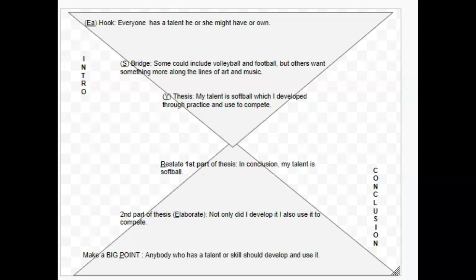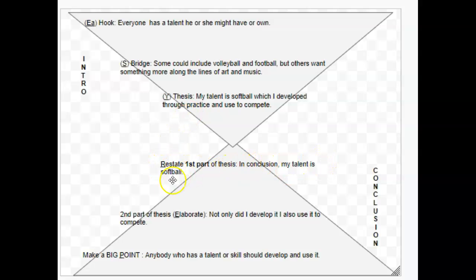Here's another example about the talent. Everyone has a talent he or she might have or own. Some could include volleyball and football, but others want something more along the lines of art and music. My talent is softball, which I developed through practice and use to compete. We have an everybody, a some, and a you.